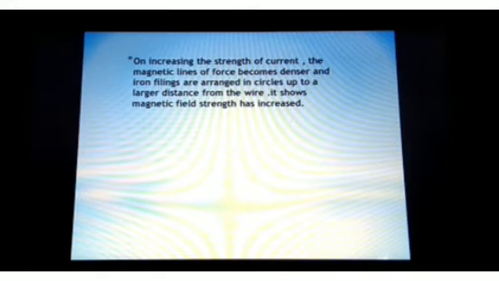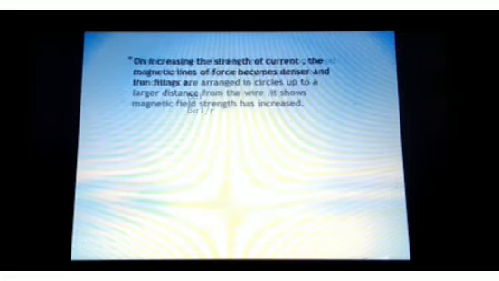Here the lines of force means the direction of magnetic field. The next property: on increasing the strength of current, the magnetic lines of force become denser and iron filings are arranged in circles up to a larger distance from the wire. It shows magnetic field strength has increased. That means when current increases, the strength of magnetic field also increases. That is, current is directly proportional to the strength of magnetic field.